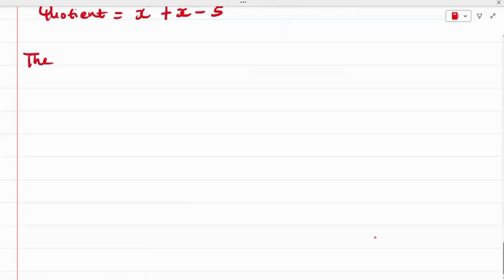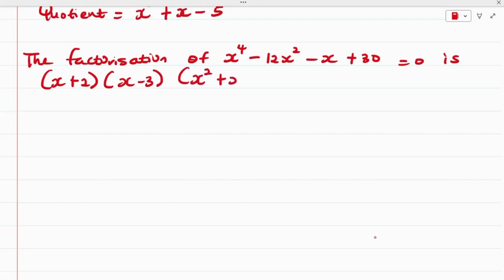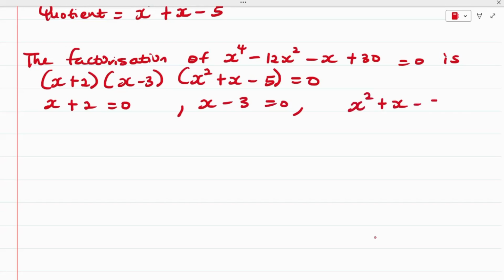So we can say the factorization of x raised to the power of 4 minus 12x squared minus x plus 30 equals 0 is given as x plus 2, which is the first root, x minus 3, which is the second root, and x squared plus x minus 5, which equals 0. Alright, so from here we have that x plus 2 is equal to 0, x minus 3 is equal to 0, and x squared plus x minus 5 is equal to 0.